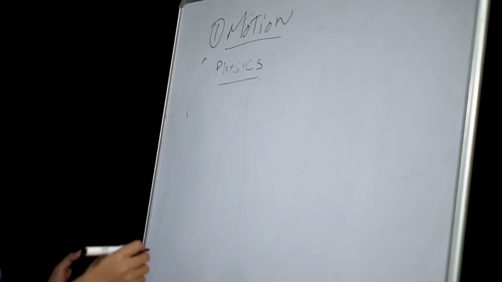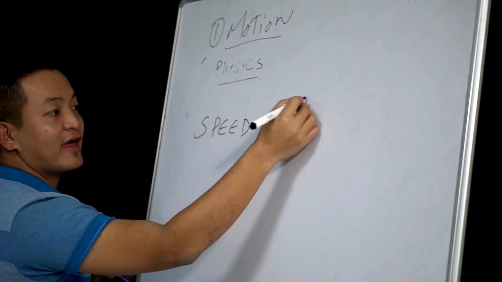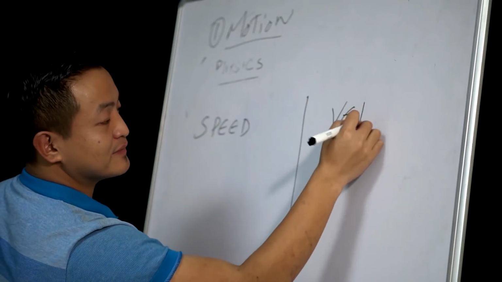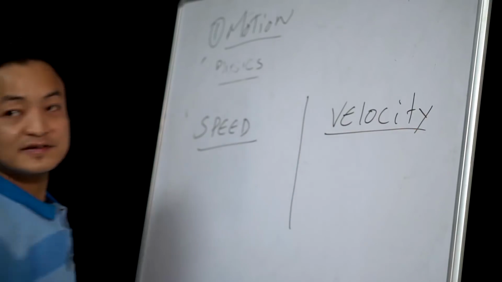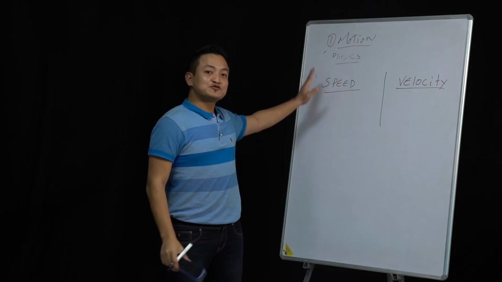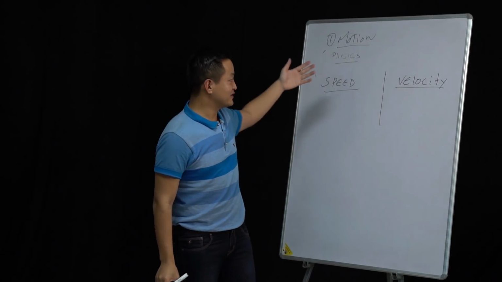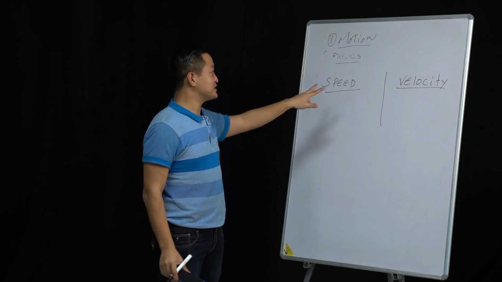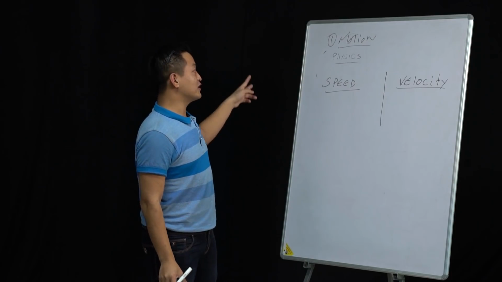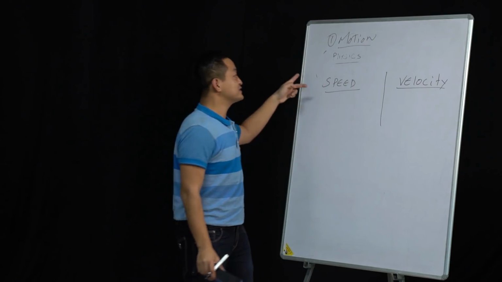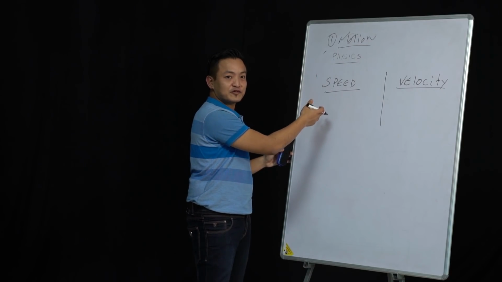Okay, students, our next topic is speed and velocity. So speed is to do with distance and velocity is to do with displacement. In the last topic, I have already shared the major difference between distance and displacement. And if you are clear with distance and displacement, this should be very easy for you, because speed is not a new word for you.